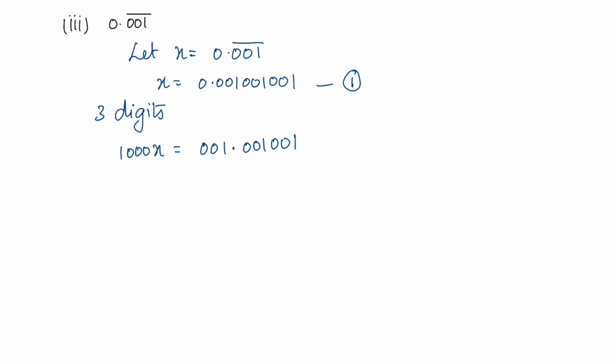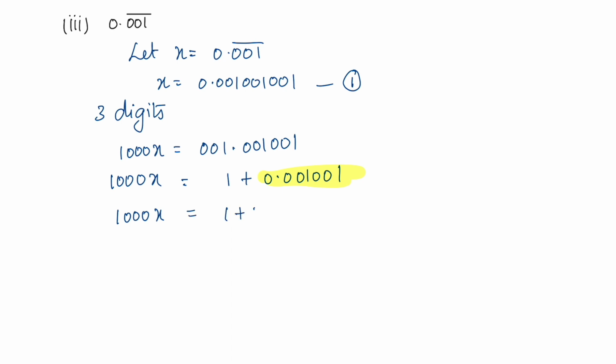Now you are going to split the RHS. The same procedure, 001 plus 0.001001. Now this 001 is basically 1, right? It doesn't matter if we have 0 before. So it's basically 1 plus 0.001001. Now this value, as we already know, is the value of x that we have assumed. Okay, it's the very same procedure that we have been using, nothing new here.